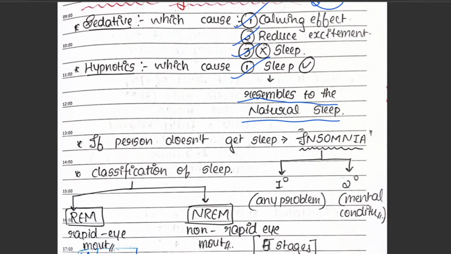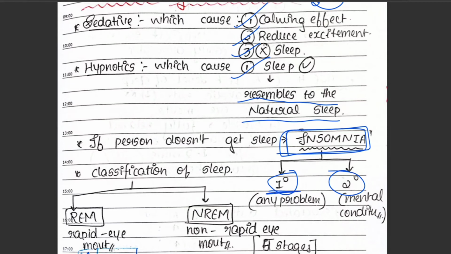If a person does not get sleep, as we know, it's called insomnia. Insomnia can generally occur in two types: primary and secondary. Primary is when the person is suffering from some problem. This is normal and usually seen in most people who have stress, depression or a lot of work. They usually don't get sleep for 1 to 2 days. It's usually a normal one. So that's the primary one.